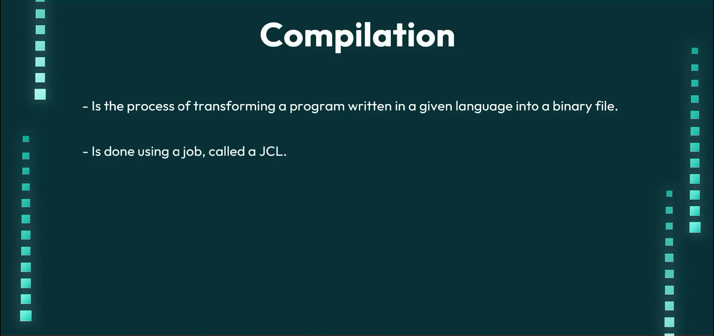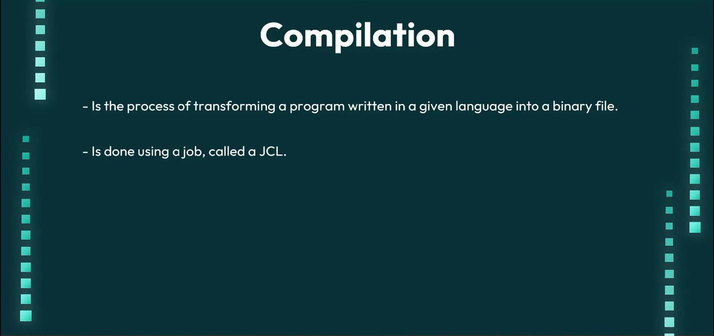Compilation is done using a job called a JCL. JCL stands for Job Control Language. It is a script used in mainframe environments that allows you to execute tasks, such as running COBOL programs, and it specifically enables COBOL program compilation by defining the necessary resources and instructions.